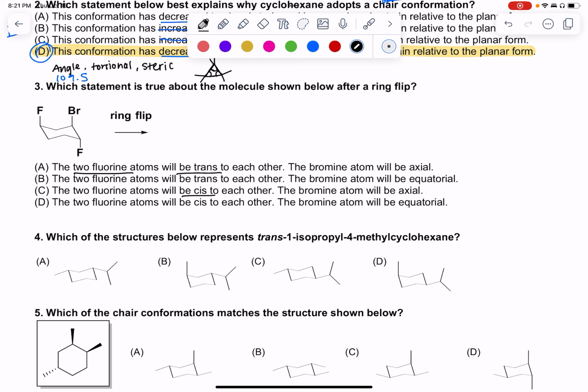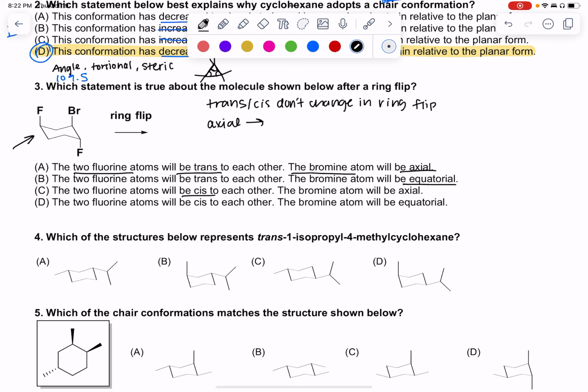Okay, well, trans and cis don't change in a ring flip. So we can figure it out from this diagram, and we don't even have to worry about it when we flip our ring. And then they're going to ask me about the bromine atom being axial or equatorial. Okay, well, I know when we flip the ring that whatever is axial becomes equatorial, and whatever is equatorial becomes axial.